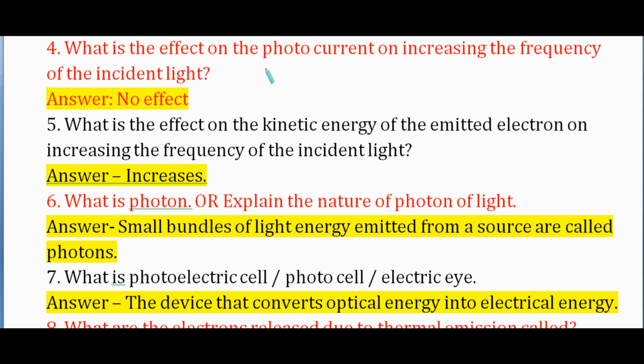What is the effect on photocurrent on increasing the frequency of the incident light? No effect. What is photon, or explain the nature of photon of light? Small bundles of light energy emitted from a source are called photons.